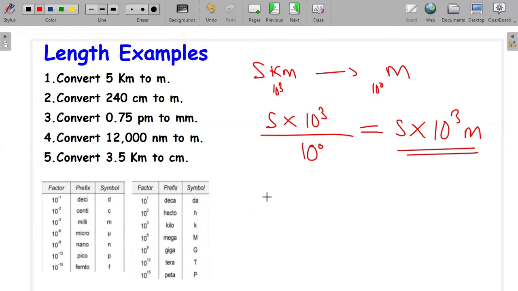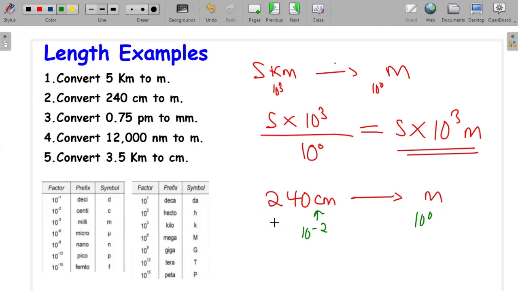The second one, they're saying 240 centimeters to what? To meters. So again, we just need the value of this centi here. So we are converting 240 centimeters to meters. The value of the centi is 10 to the power minus 2. And here, it's meters, I don't have any prefix there, so that will just be 10 to the power 0.